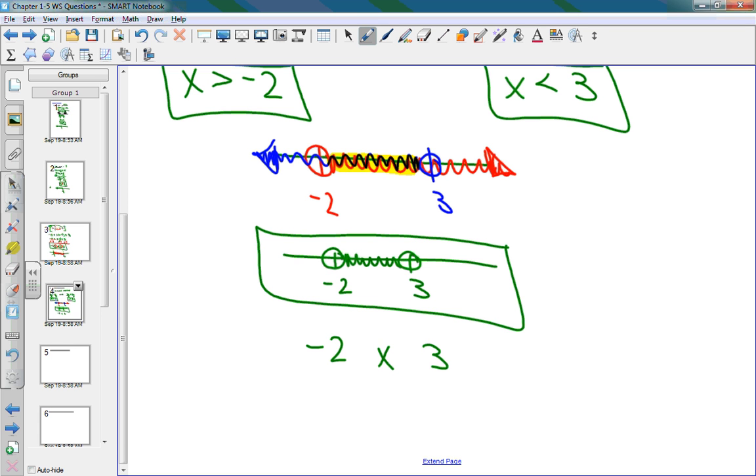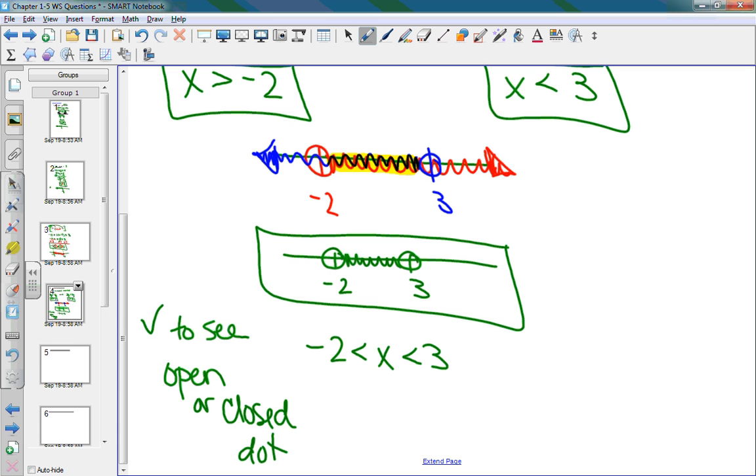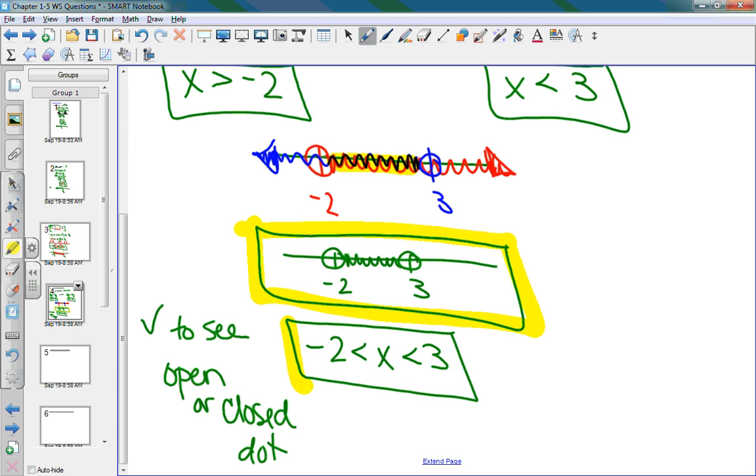So how do I show this as my answer? Negative 2 and 3, and x is in the middle. Now, what's the relationship between negative 2 and 3? Negative 2 will always be smaller, so you're going to use the less than symbols, and then you're going to check to see if it is an open dot or a closed dot. Both of these have open dots, so therefore you're going to use the strictly less than symbol. The two that I've boxed in at the bottom are your answers. The top ones are not your answers, that's your work. The two highlighted answers are going to be your absolute answers at the bottom.